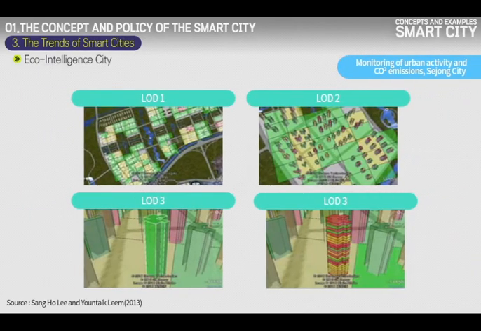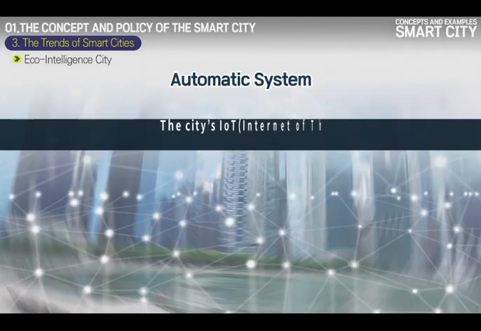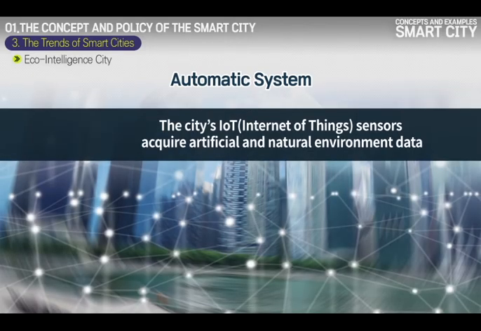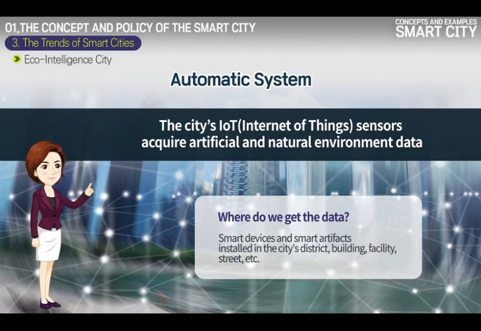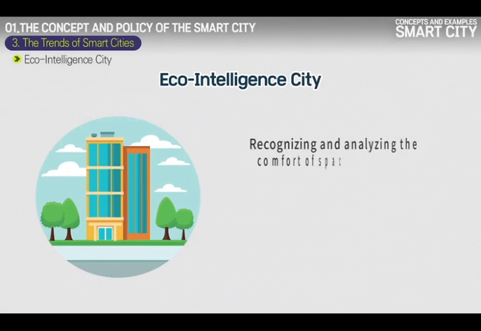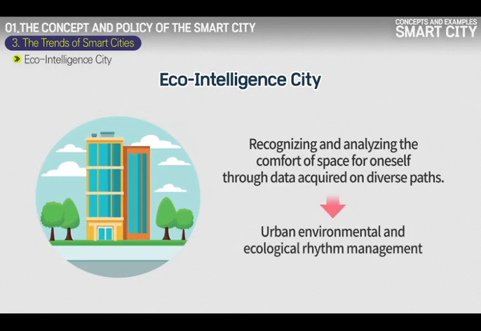There is a carbon monitoring system in Sejong City. The start of the automatic system is that IoT, Internet of Things, sensors in the city acquire artificial and natural environment data. So where do we get the data? It can be acquired from smart devices and smart artifacts installed in the city's district, buildings, facilities, streets, etc. Eco-intelligent city recognizes and analyzes the comfort of space through data acquired on these diverse paths. As a result, urban environmental and ecological rhythms are managed.